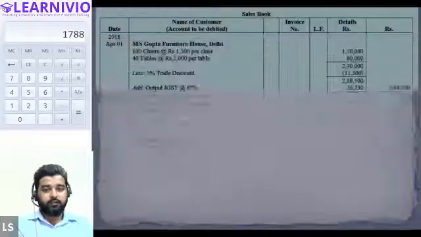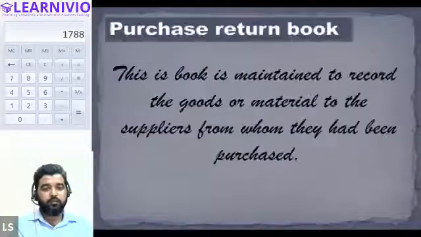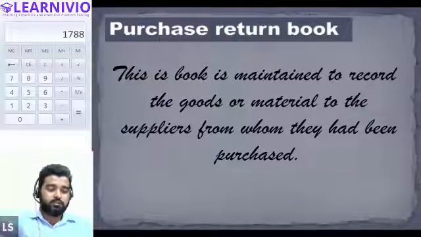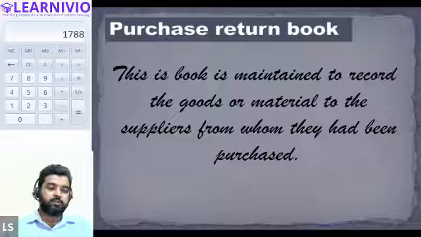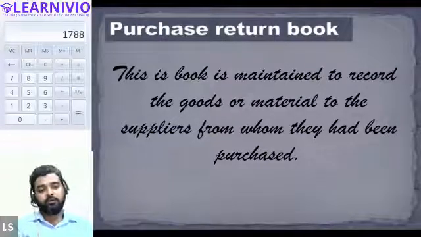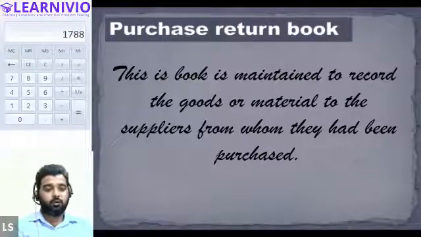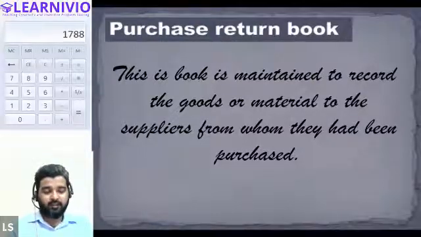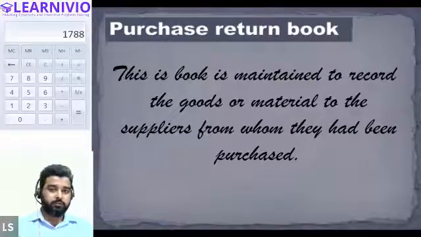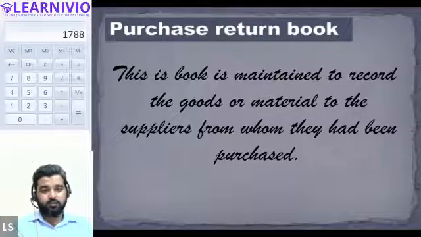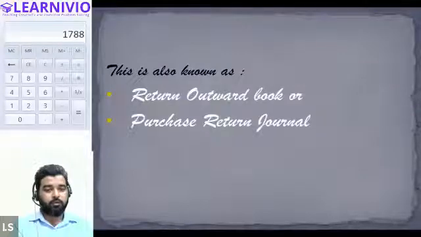After that, in the last class, we discussed two kinds of books: the purchase return book and the sales return book. I told you that the purchase return book is a record that is maintained to record all the goods that have been returned to the supplier. We are returning goods to the supplier, so this is what is known as the purchase return book. It is also known as the return outward book.